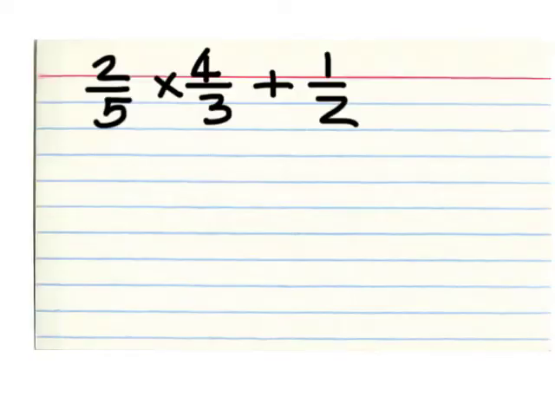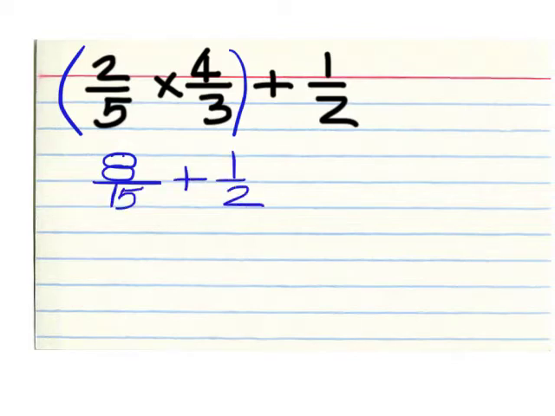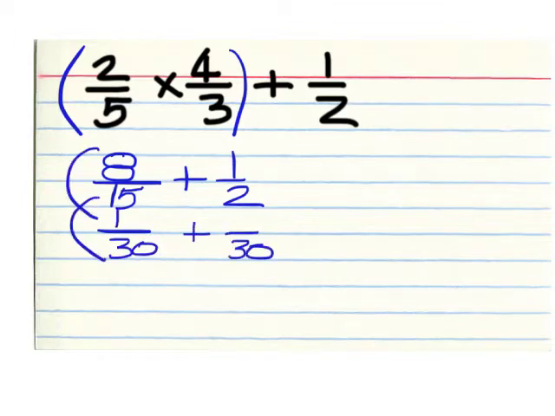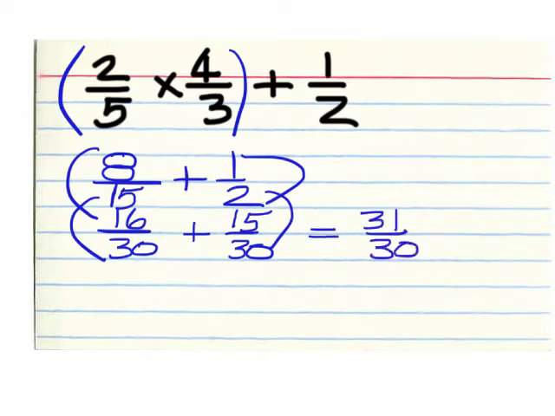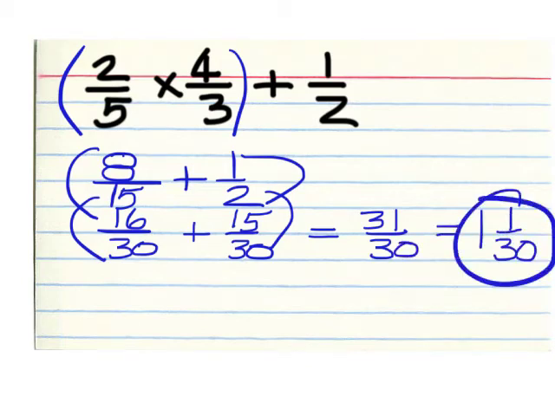Example number 2. You have to do multiplication first. So multiply the tops to get 8 and the bottoms to get 15, and then add that with 1/2. The least common multiple between 15 and 2 is going to be 30. So we'll put 30 down, and we have to multiply the 15 by 2, so 8 times 2 is 16, 2 by 15, and then 1 by 15. And add up the tops to get 31 over 30, and convert that to a mixed number. 1 and 1/30.